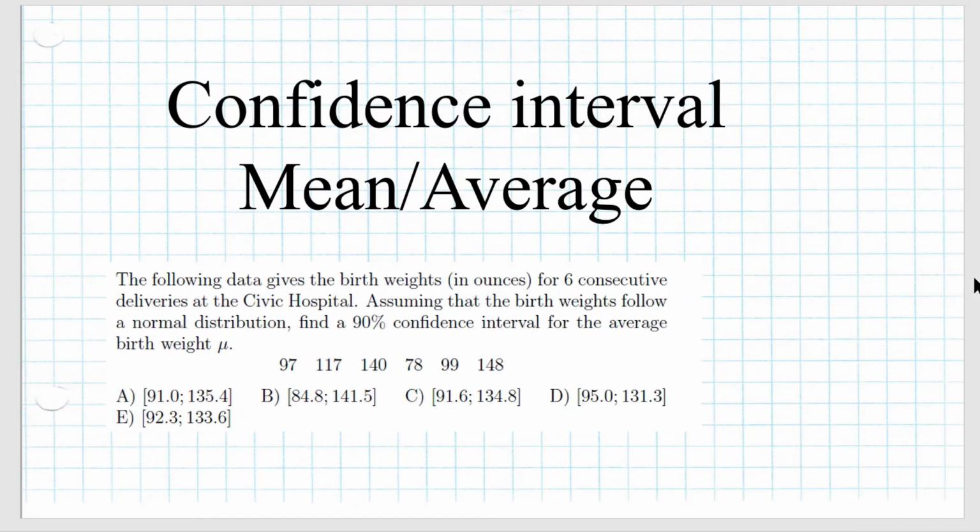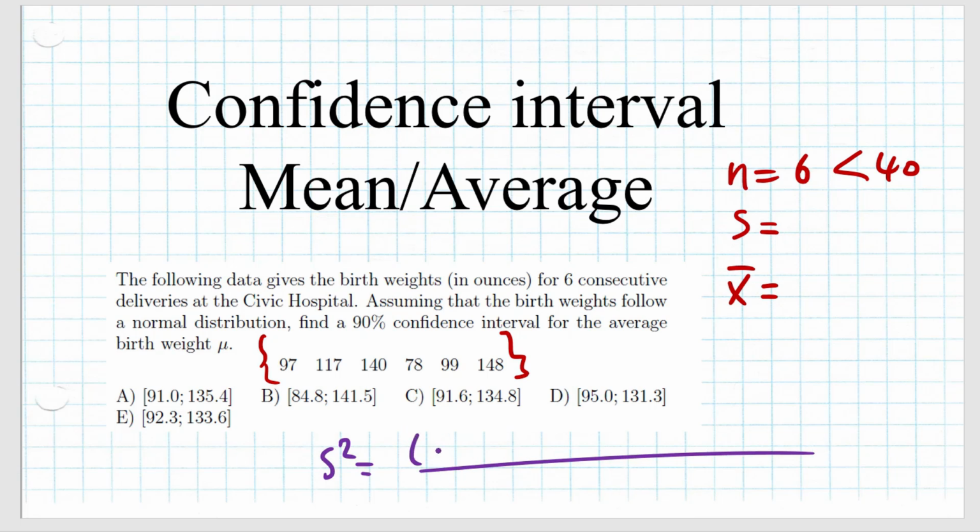Confidence interval for the mean. So the sample is n equals 6. Notice it's less than 40, and we don't have the variance. So we're going to have to compute the sample variance. We don't even have the mean. So we will find the mean from the question. And we'll also find the variance from the question.